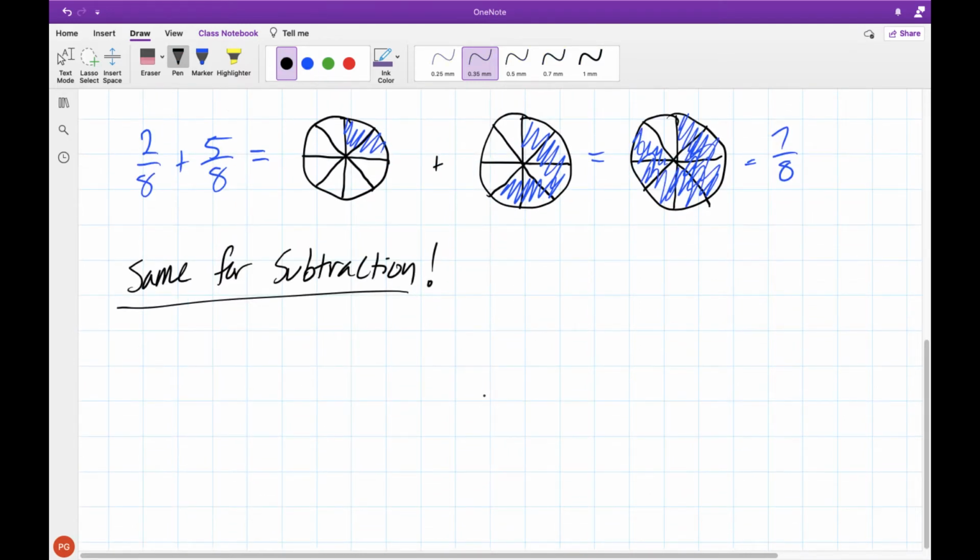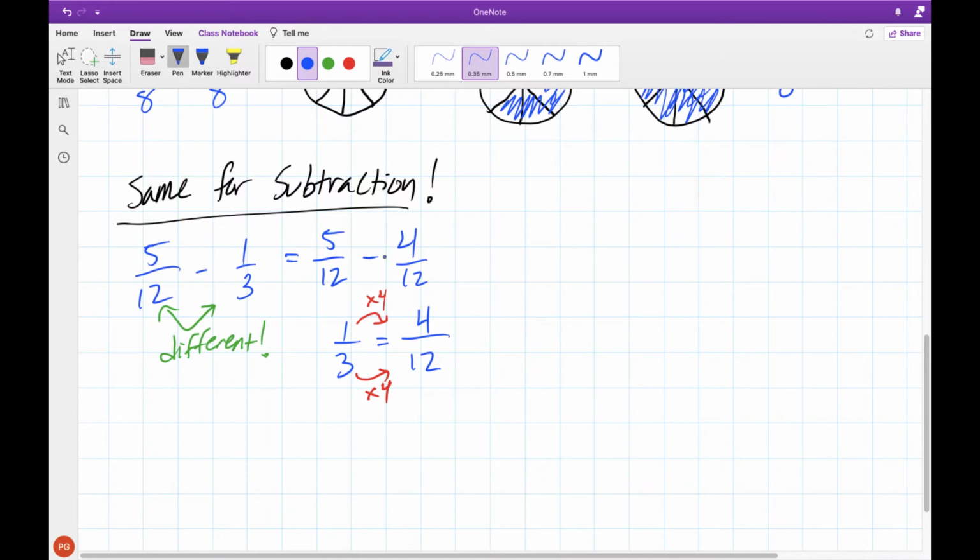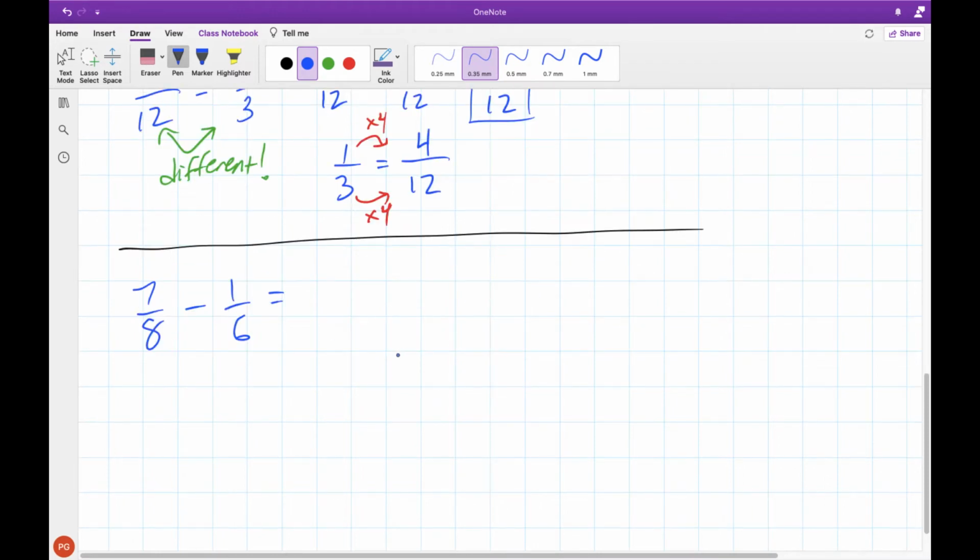Now this works the same when we have subtraction problems too. If we have a question like 5 over 12 minus 1 over 3, you'll notice the denominators aren't the same. But we can change this fraction right here so that it has a denominator of 12. So if we want 1 over 3 to have a denominator of 12, we multiply by 4 on the bottom, which tells us that we need to multiply by 4 on the top. So we can change this problem to be 5 over 12 minus 4 over 12. These are equivalent fractions. Once we get it here, we know that we can subtract these numerators. 5 pieces minus 4 pieces gives us 1 piece, and our piece sizes stay the same, which tells us our denominator stays the same.